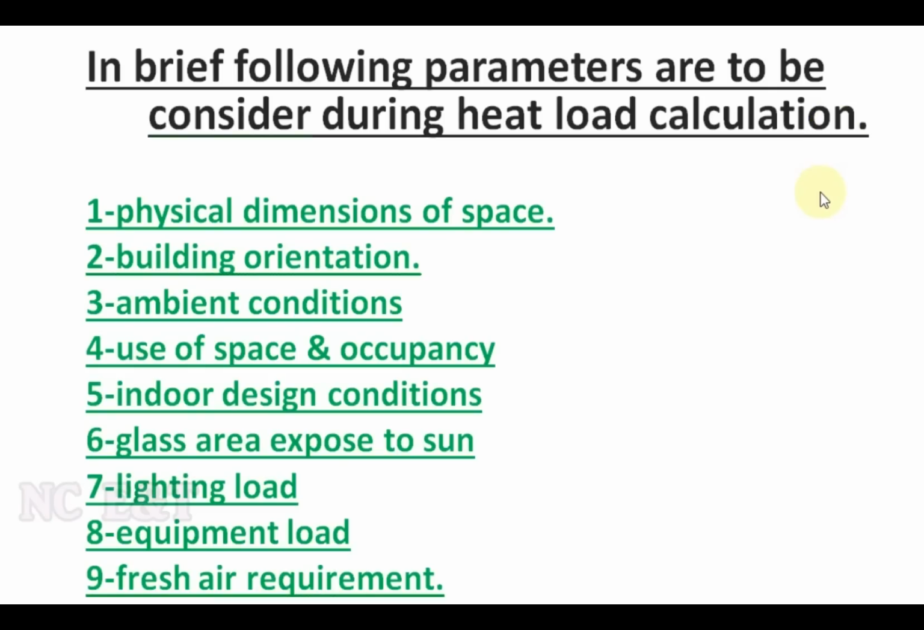For doing any heat load calculation study, the following parameters are to be considered. Number 1, physical dimensions of the space. Number 2, building orientations. Number 3, ambient conditions. Number 4, use of space and occupancy. Number 5, indoor design conditions. Number 6, glass area exposed to sun. Number 7, lighting load. Number 8, equipment load. And number 9, fresh air requirement.